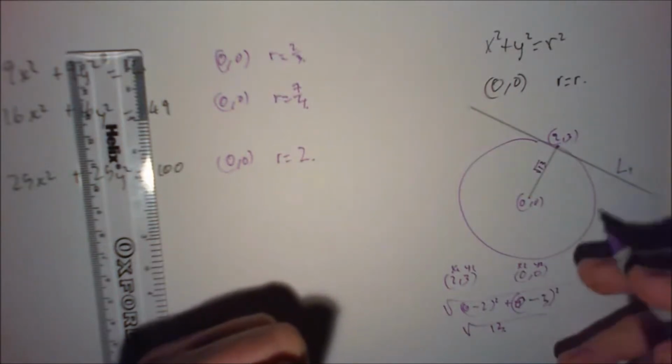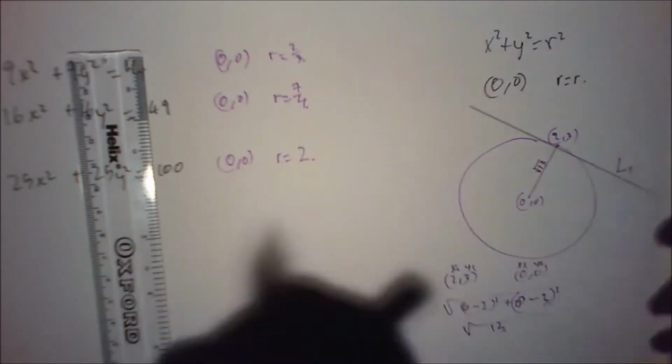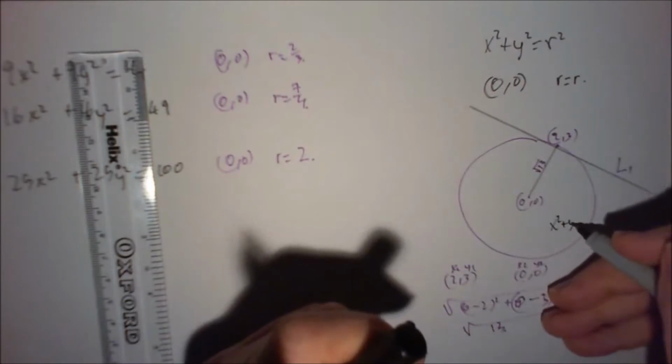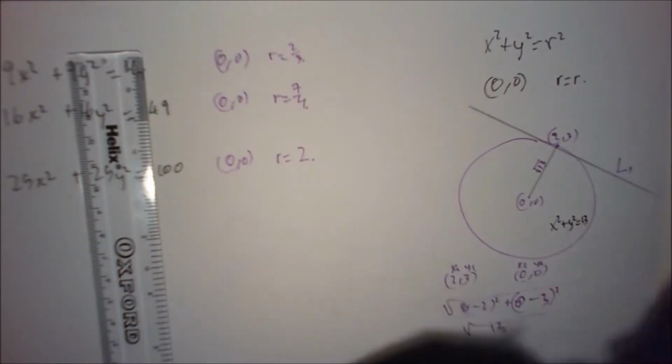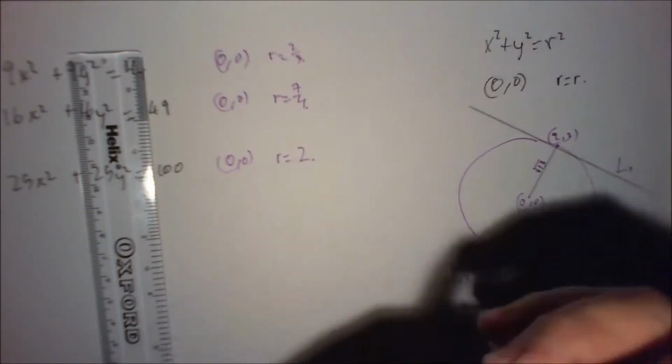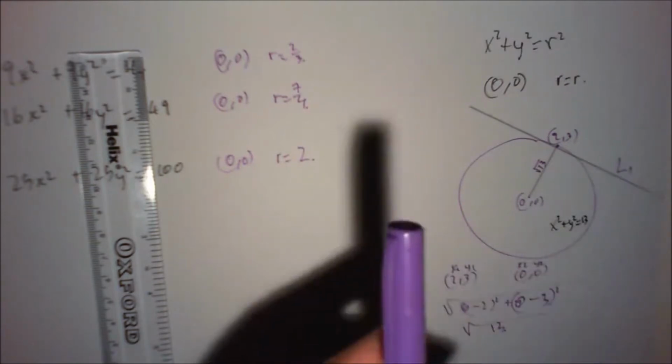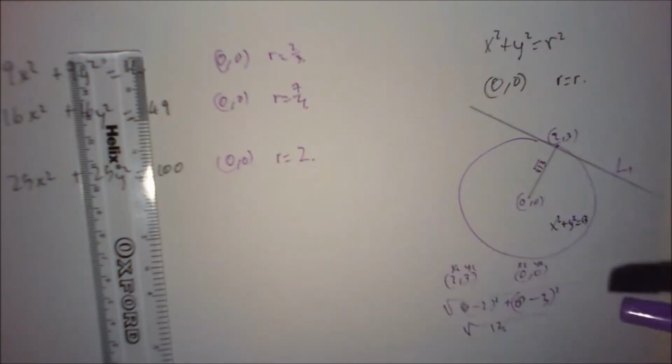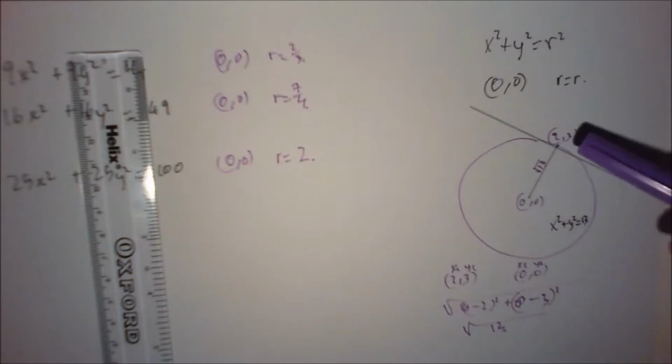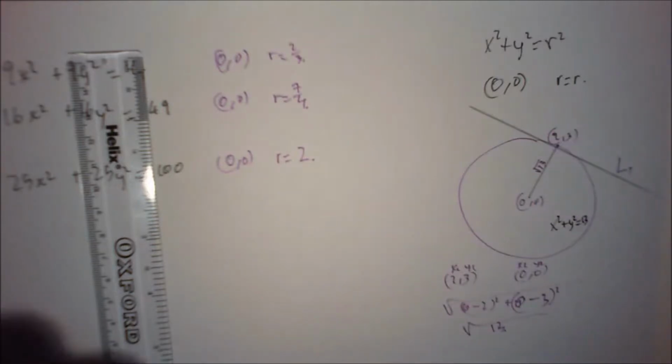Okay, so the equation of that circle, if you were asked for it, is x squared plus y squared is equal to 13. Not root 13, because it's r squared. So we weren't asked for that. We were asked for the radius, and we were asked for the equation of this line. So how do we get the equation of the line?